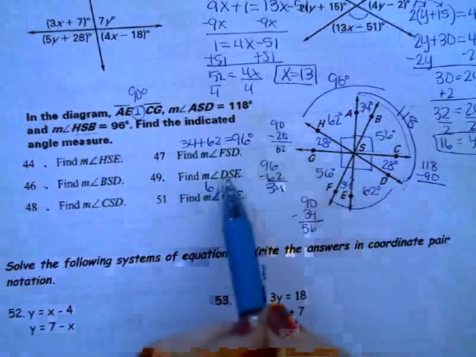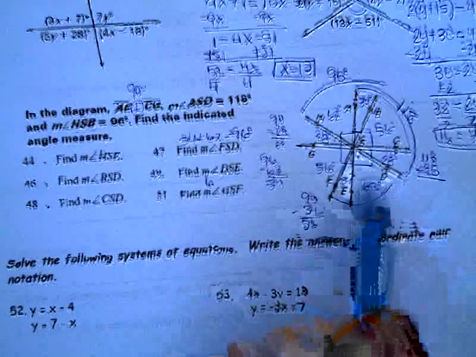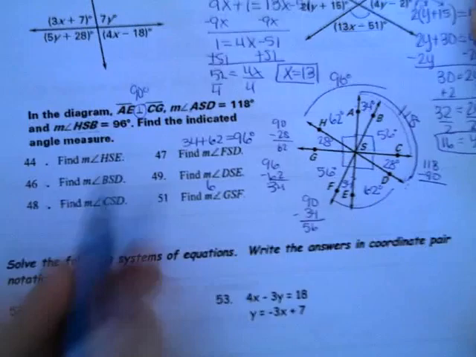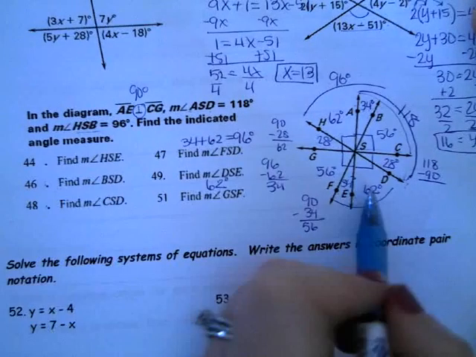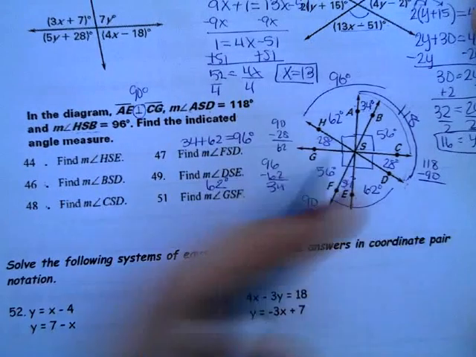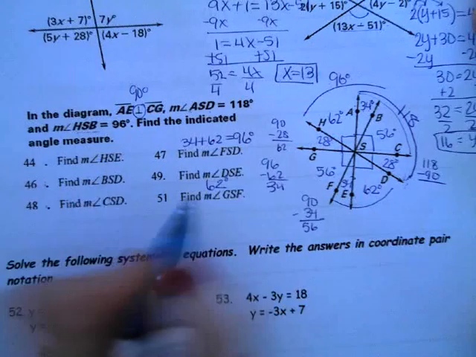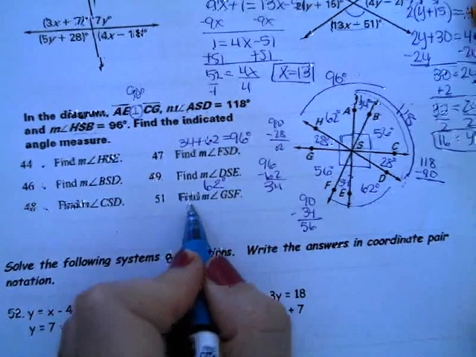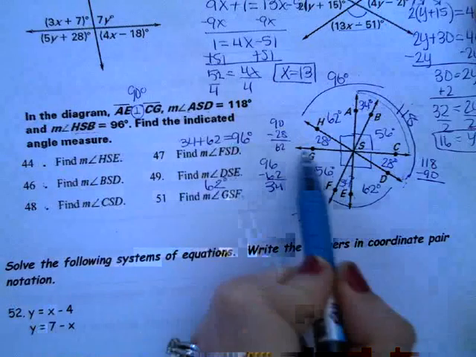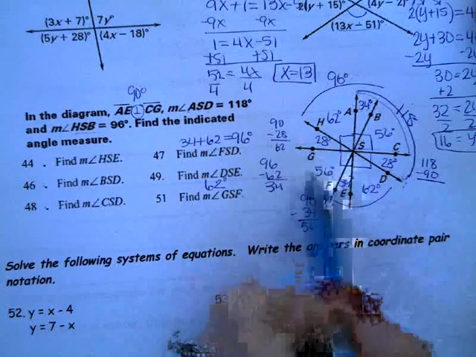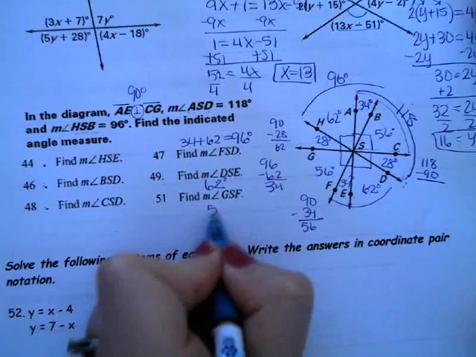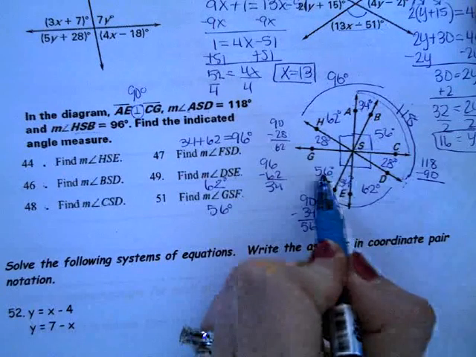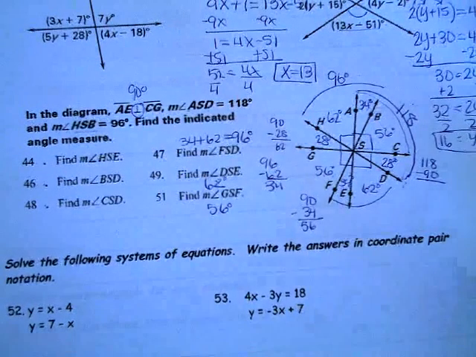But they asked for DSE. DSE is the angle that's already written. It's the 62 degrees. So I'm just going to copy that down, which is a benefit to solving the picture first and then finding the measures you're looking for. 51 is find the measure of GSF. GSF is another direct pull, would also be from the picture, which is 56 degrees.